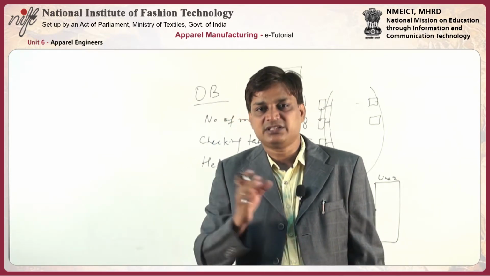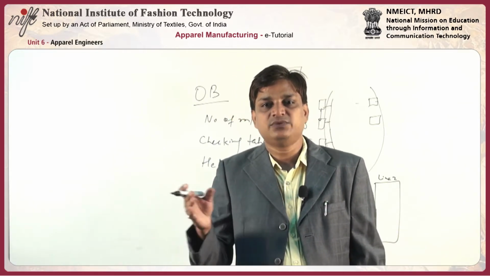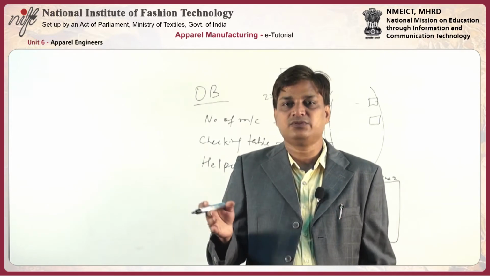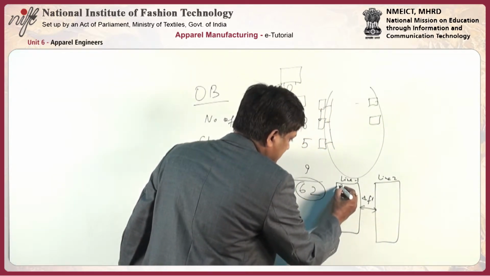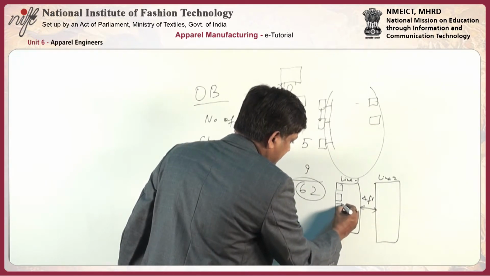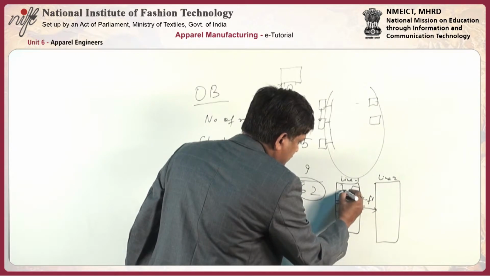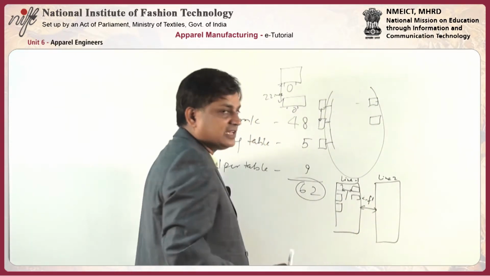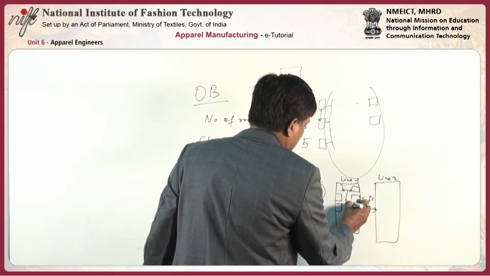So in the place of the center table, we are using the trolley. Within the line, the space required if we are using trolleys between two workstations in the line, suppose this is one workstation and this is another workstation in the line, this space will be around 8 to 10 feet.